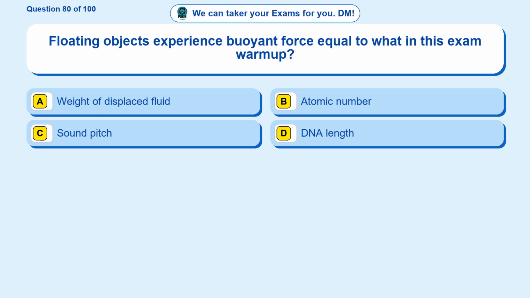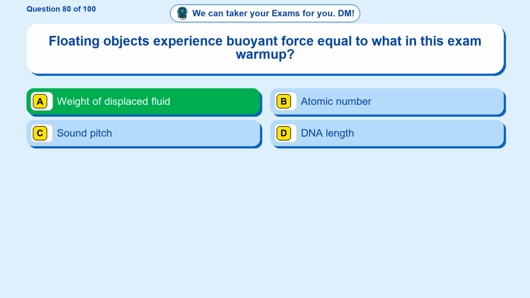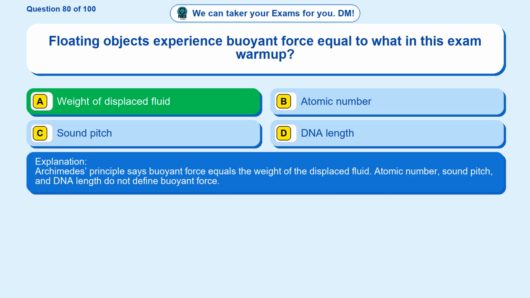Question 80. Floating objects experience buoyant force equal to what in this exam warm-up? Option A, weight of displaced fluid. Option B, atomic number. Option C, sound pitch. Option D, DNA length. The correct answer is option A, weight of displaced fluid. Archimedes' principle says buoyant force equals the weight of the displaced fluid. Atomic number, sound pitch, and DNA length do not define buoyant force.